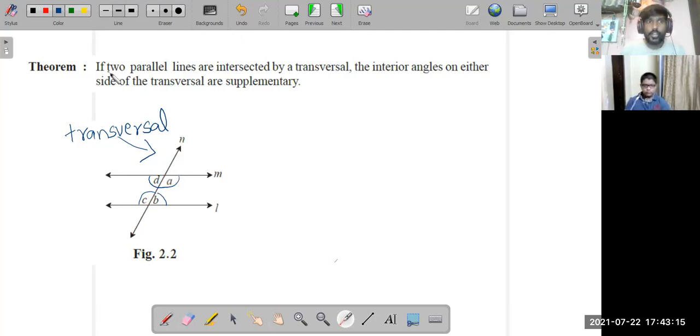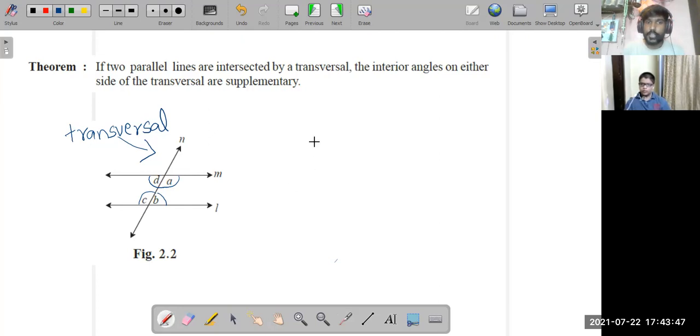Yes, sir. Okay. So if two parallel lines, that is M and L, are intersected by a transversal, that is N, then the interior angles formed on both the sides, right and left, are supplementary. That means the pairs of interior angles will be supplementary.